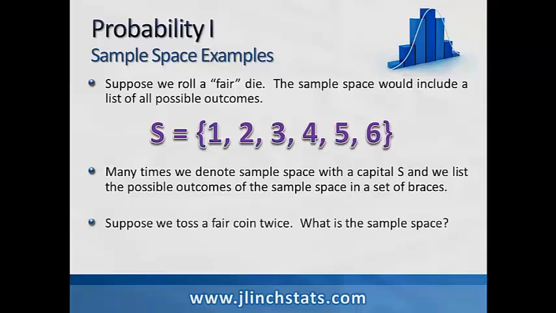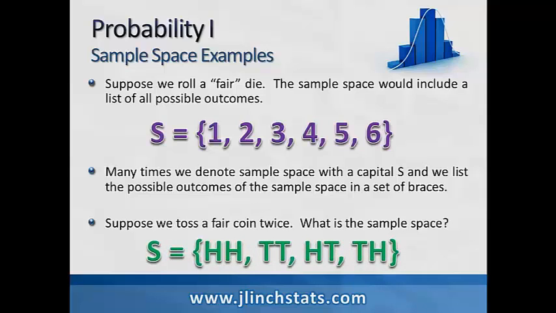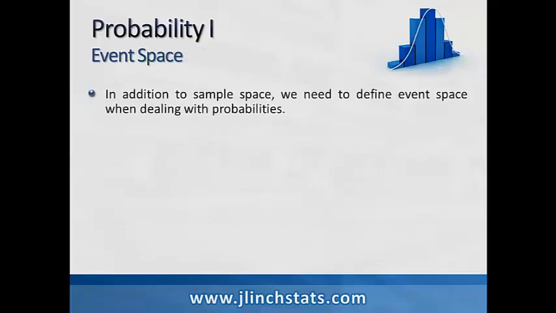Now let's suppose we toss a fair coin twice. What is the possible sample space? Now recall, one coin could result in heads or tails. So there are 2 possible outcomes for each coin. So if we toss that fair coin twice, the possible sample space could be I get a head on the first toss, a head on the second toss. Perhaps we get a tail on the first toss, a tail on the second toss. Maybe we get a head on the first toss, a tail on the second toss, or we could possibly get a tail on the first toss and a head on the second toss. So our sample space would be denoted by the 4 possible outcomes that could occur when tossing a fair coin twice. Now this leads us to the definition of event space.